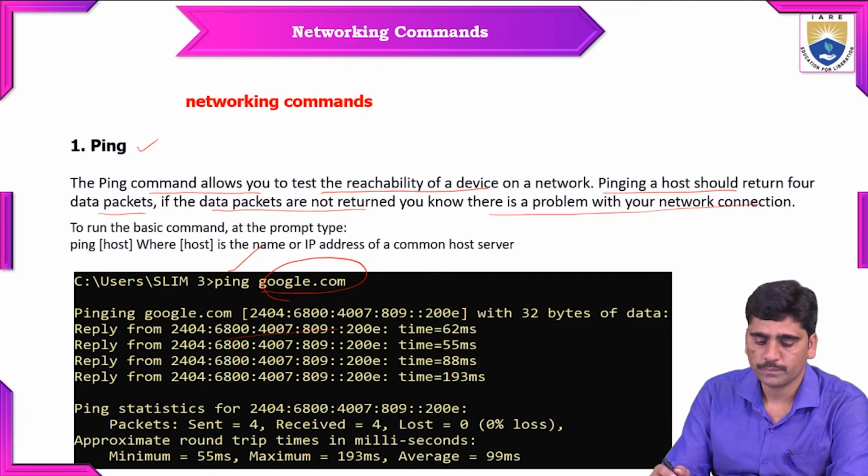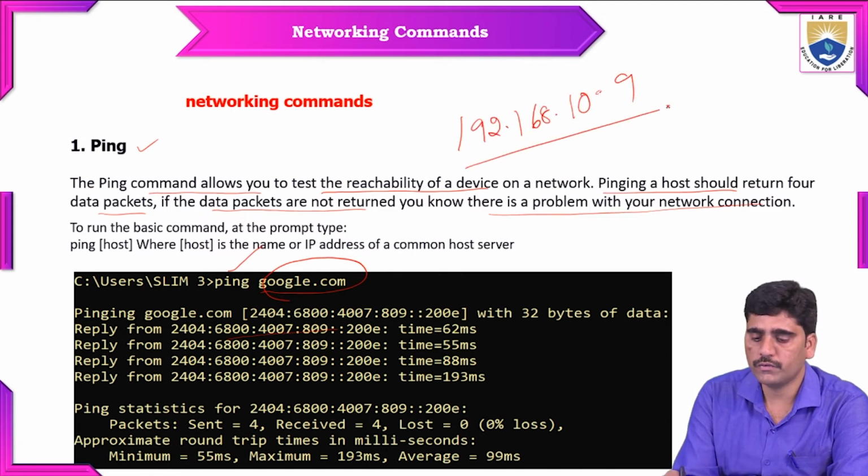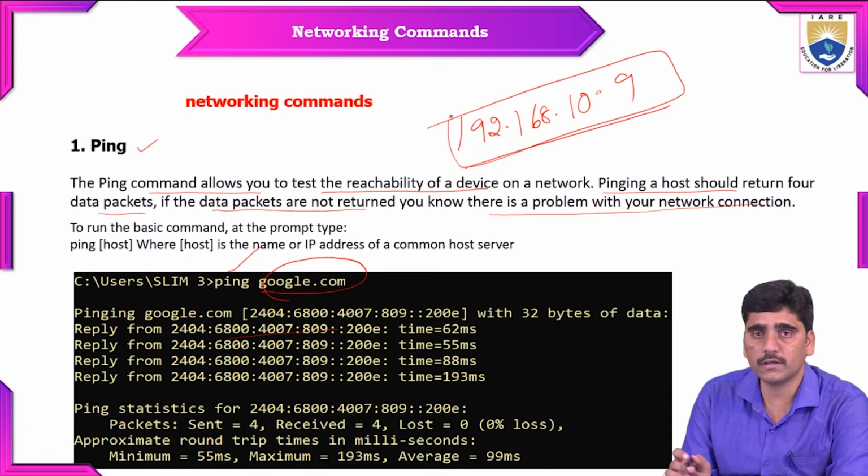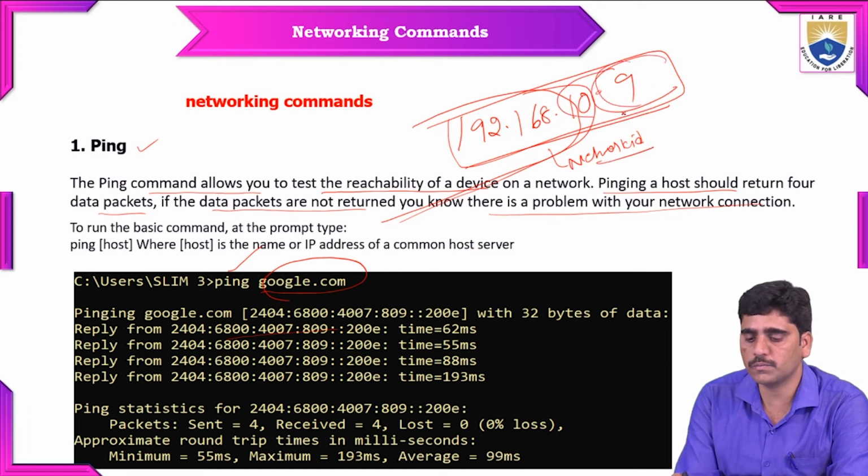Suppose you take any IP address, 192.168.10.9. If you take this as an IP address, we can say that the first three parts are the network part, or network ID. And the rest, the last part, is the host part, or host ID part. So in the local area connection we can change all the hosts, but we cannot change the network.